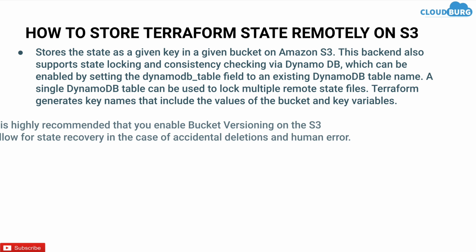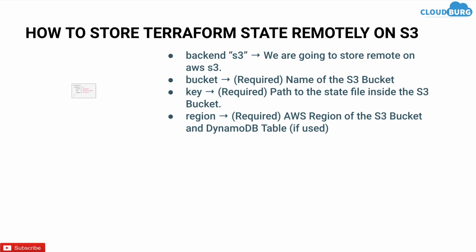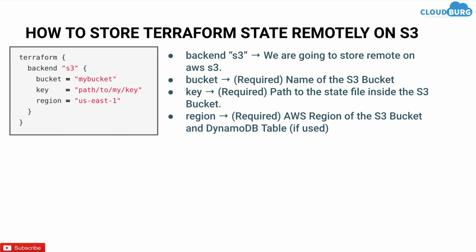It is highly recommended that you enable bucket versioning on the S3 bucket to allow for state recovery in the case of accidental deletion and human error. So as you are storing your state file to S3, suppose you delete that particular file accidentally, then if you have bucket versioning enabled, you can recover the state easily. This is how we store state remotely on S3.